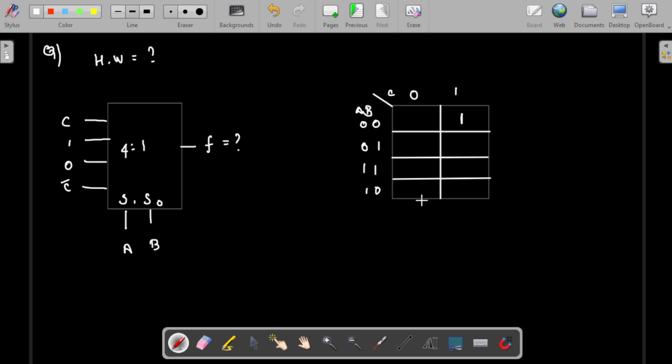In the next class, I will solve this answer. Please post the answer in the comment section. Post the function, what will be the function logic that you are getting?